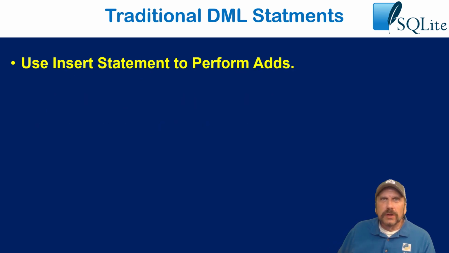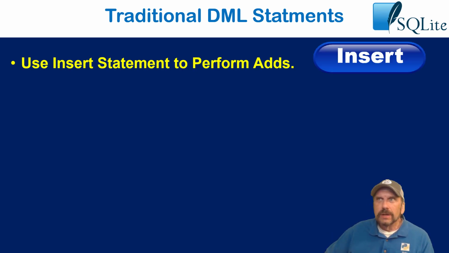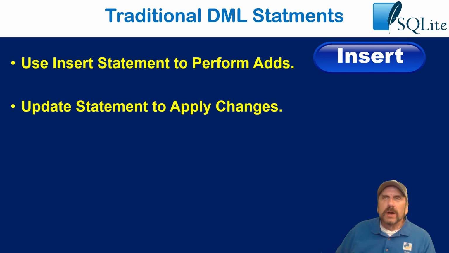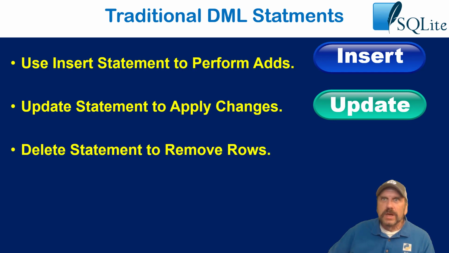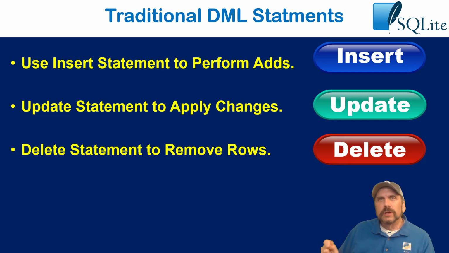So traditional DML statements, we have several. When we want to add new customers, for instance, to a customer table, that's called an insert. So we've got the insert, like that cool insert button, right? You want to update, apply changes, maybe a name change or something, we use the update. And we want to get rid of rows, something no longer a customer, something needs to be removed, we use the delete statement. Those are the three really maintenance DML SQL statements. So we're going to take a closer look at that.